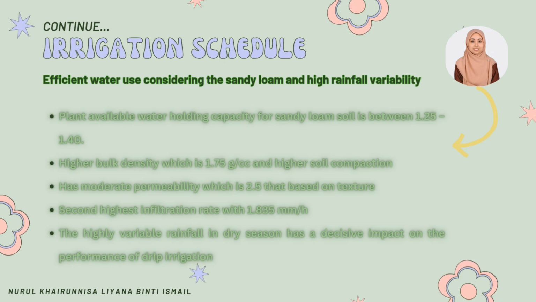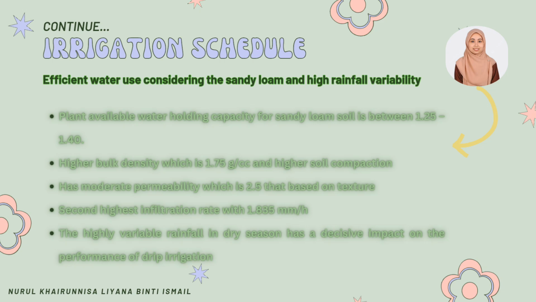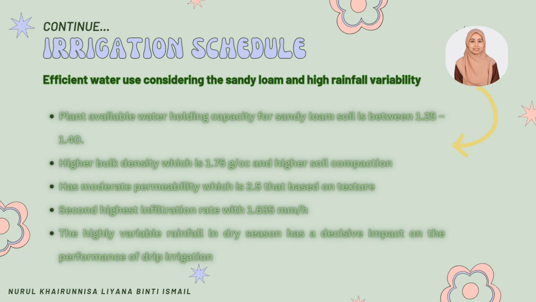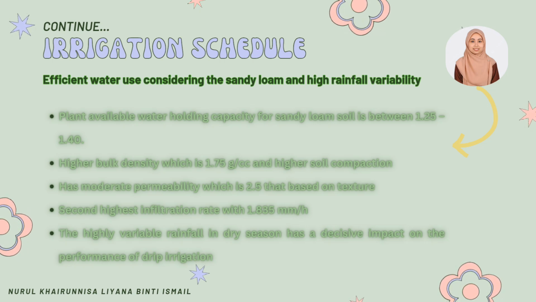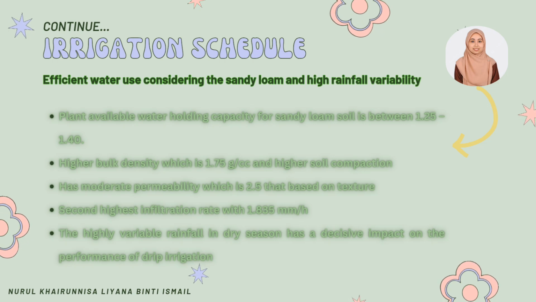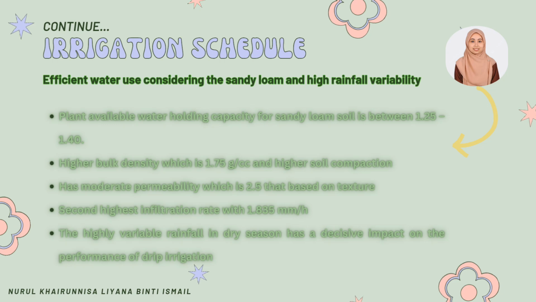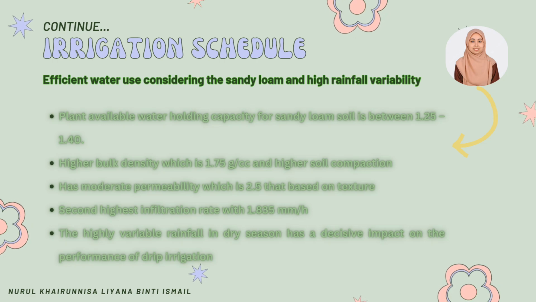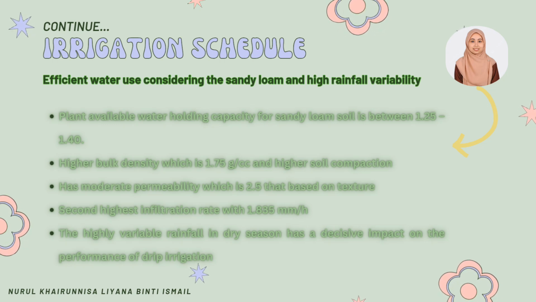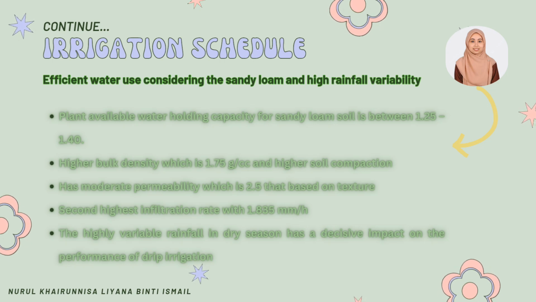Drip irrigation is the most effective way to irrigate water directly into the root zone with an emitter and can increase soil water retention. Second, sandy loam soil has a higher bulk density, which is 1.75, and higher soil compaction. The compacted soil can restrict rooting depth and reduce water uptake. Drip irrigation system can enhance the stability of soil aggregates by reducing salinity.